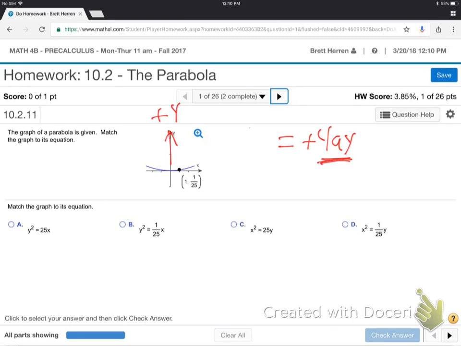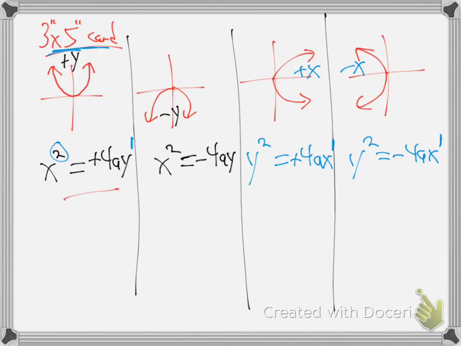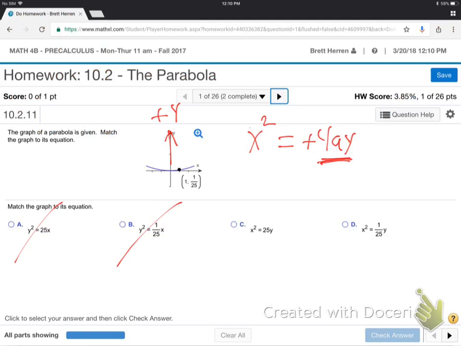If it's going positive y, the first power letter is positive y. What's the other side? X squared. So no way and no way. It's either C or D. So far, so good? It's either C or D. We're already down to just two options based upon it being x squared equals positive something with y. Right? Isn't that what our little map here showed? Which way is it going? Up. It's going up. X squared is positive 4ay. All right, it's going up.